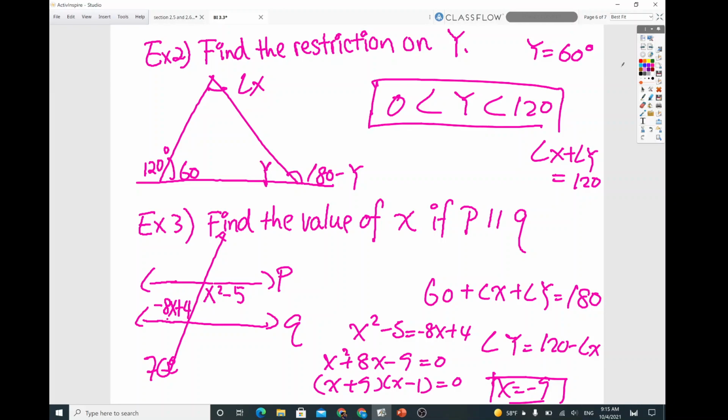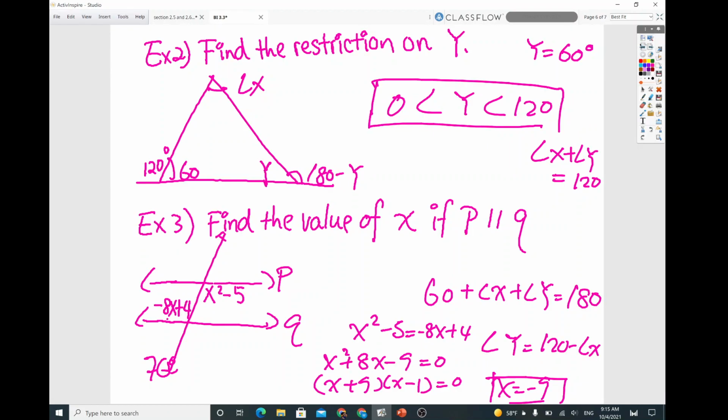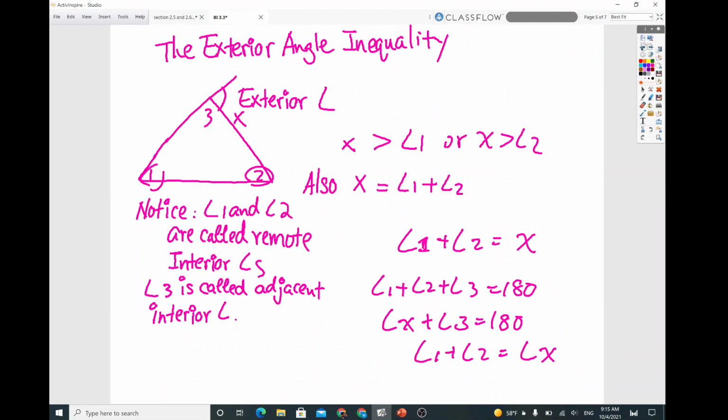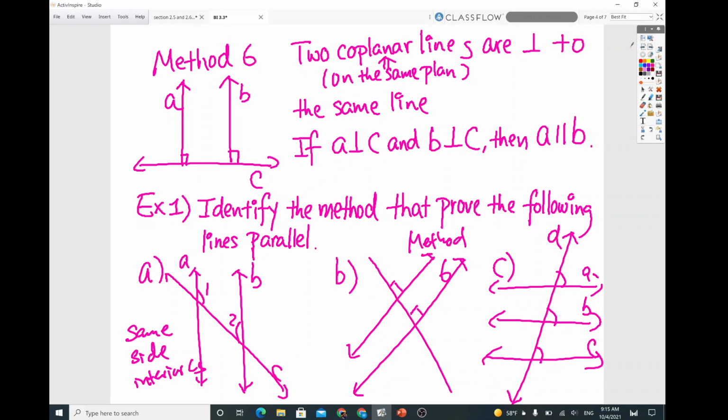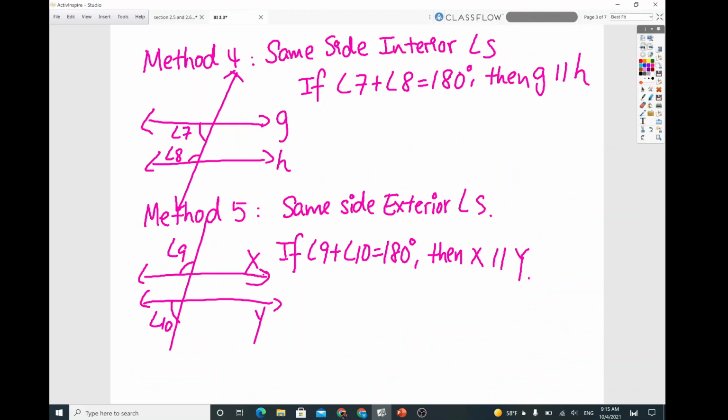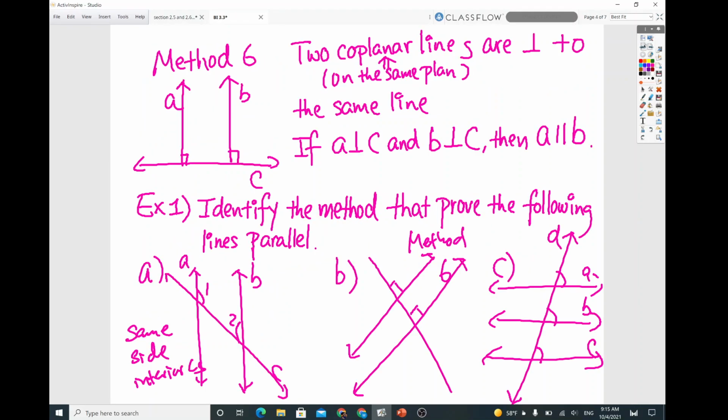Okay, so that's it. Yeah, that's the end of this lesson. Make sure that you understand those varieties of methods. So 6 different methods to prove lines parallel: corresponding angles, alternate interior, same side interior, alternate exterior, and also the one with perpendicularity. If two lines are perpendicular to the same transversal, so that means those two 90-degree angles, showing that line A is parallel to line B.